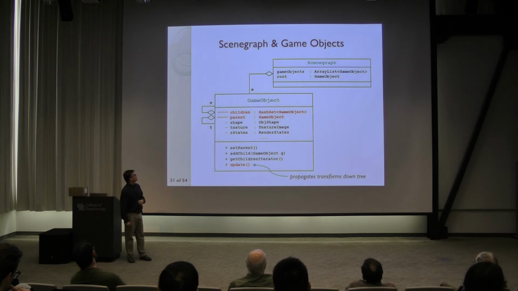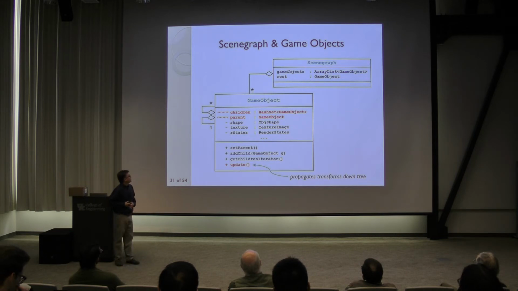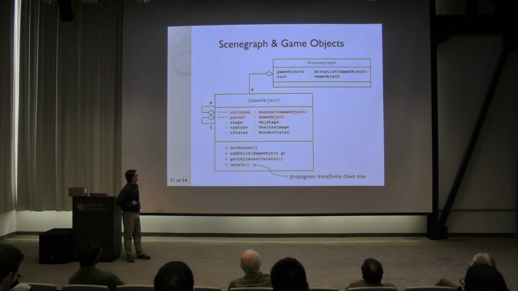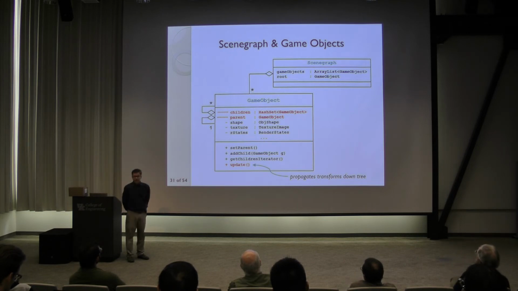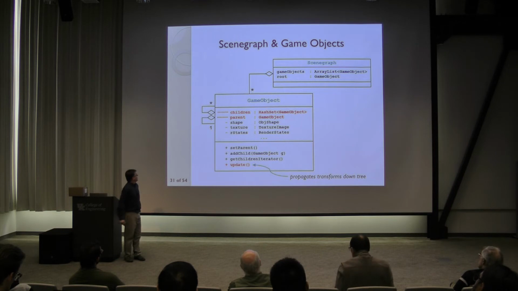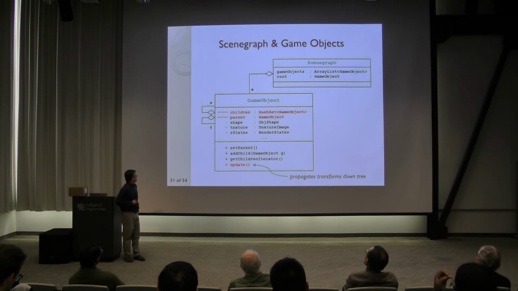Here's the class organization for the scene graph. The scene graph class has a bunch of game objects that I have stored in a Java array list, basically an array. And one of them is the root. Every game object has one parent and multiple children. So it's a basic tree. I used a Java hash set so I could grab the children more quickly. Other than that, these are the other things we already saw.